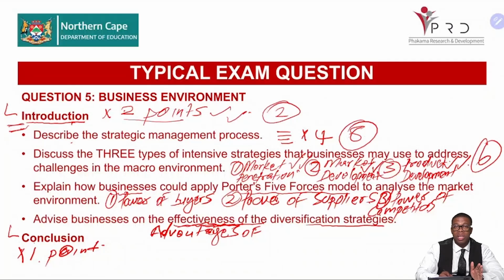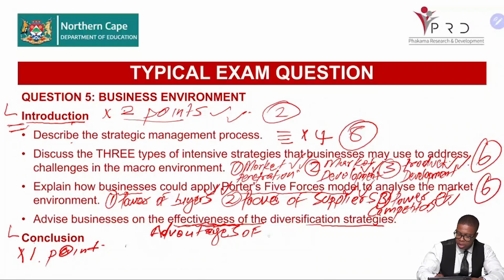Let's say you were able to name the Porter's 5 forces as well: power of the buyer, power of the supplier, power of the competitor. We allocate 6 marks as well. And then let's say with the advantages, you were able maybe to remember 2, then we give you 2 marks, which is 4 in total, and then 2 marks for the conclusion, which is 2.